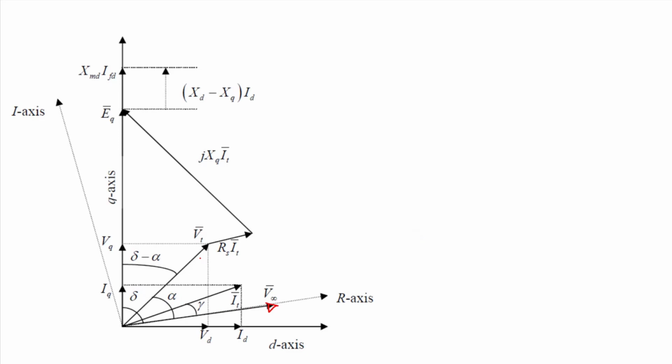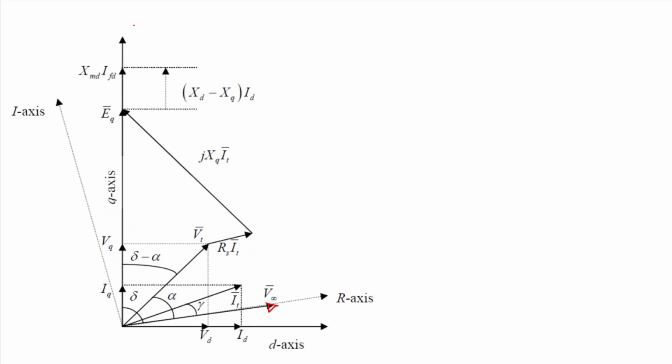Now your Vt will make an angle of alpha with respect to the R axis, and It will make an angle of gamma, and your EQ, the internal voltage, will make an angle of delta with respect to the R axis, right? And if I add RS IT and JXQ IT with Vt, I'll get EQ. Obviously, we have seen this in the equation. So we found EQ, which is lying on the Q axis.